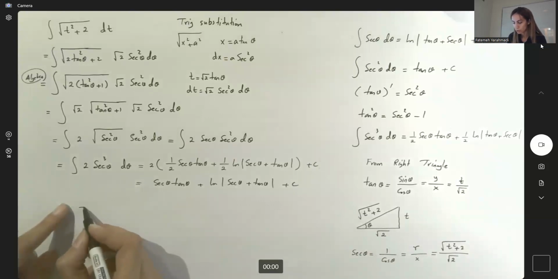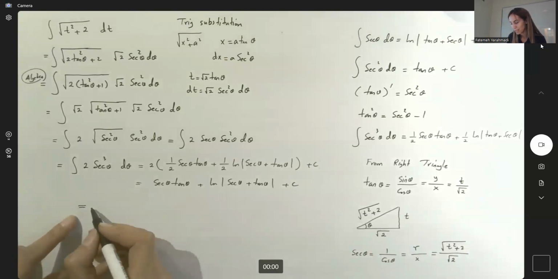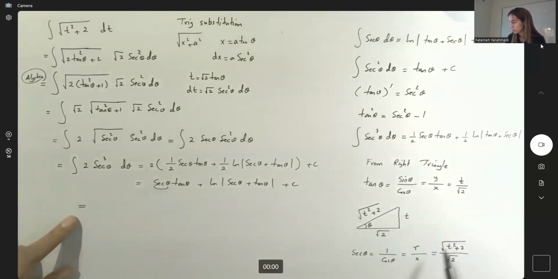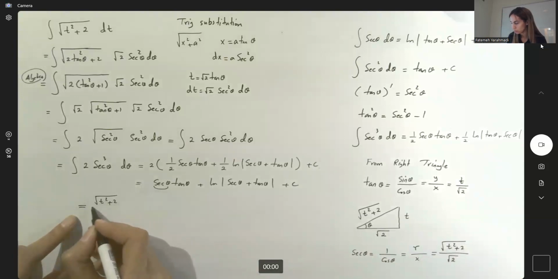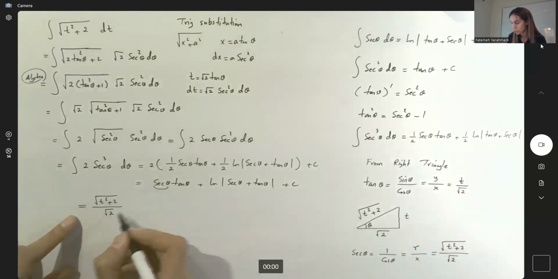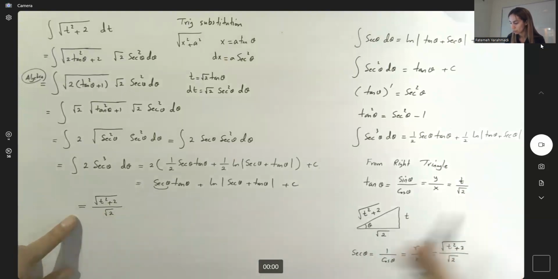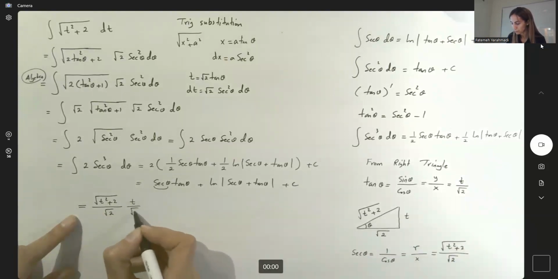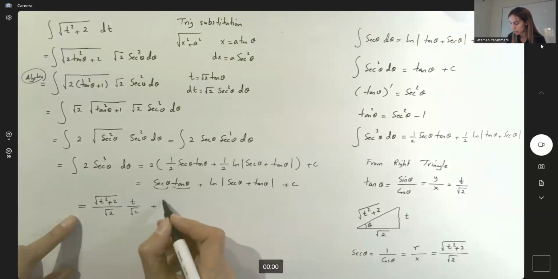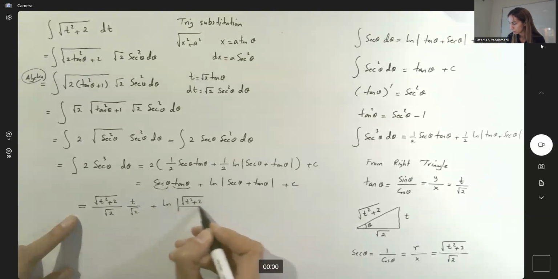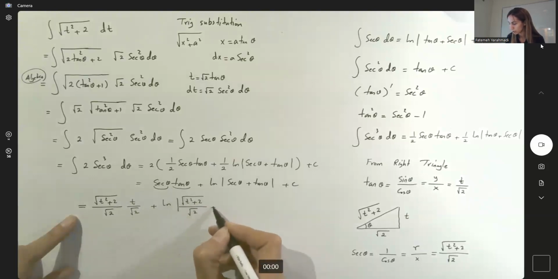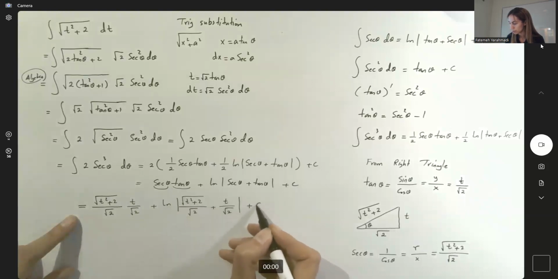So this integral in its final form is secant theta, which is square root of t squared plus 2 divided by square root of 2, times tangent theta, t over square root of 2, plus ln of absolute value of secant, which is square root of t squared plus 2 divided by square root of 2, plus tangent, which is t over square root of 2, plus c.